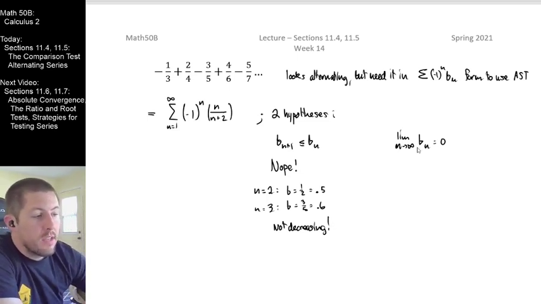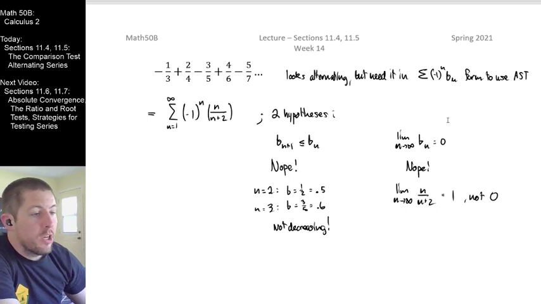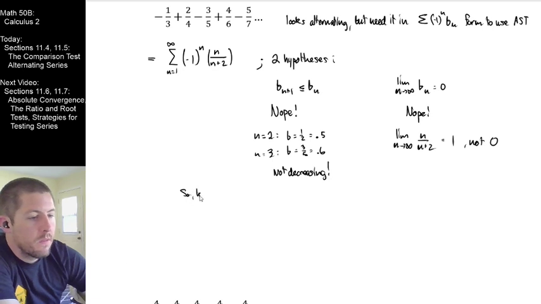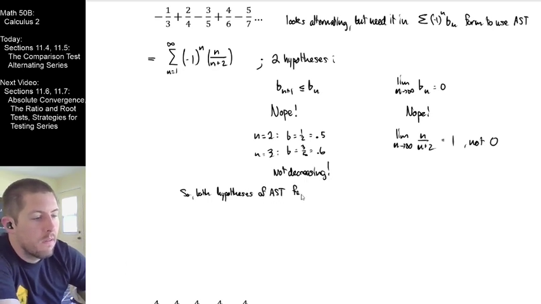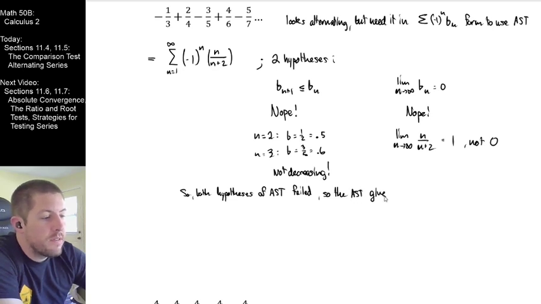You should notice also over here that this limit is also not going to work out. So it looks like both hypotheses of the alternating series test have failed. So that means the alternating series test gives no information.